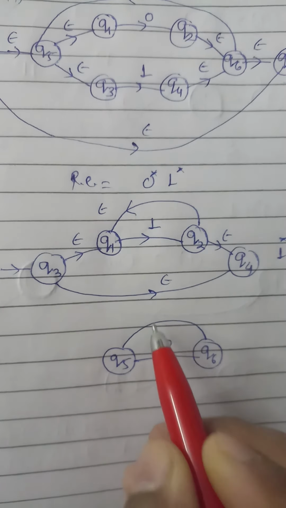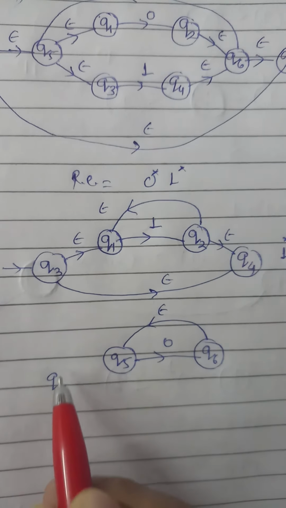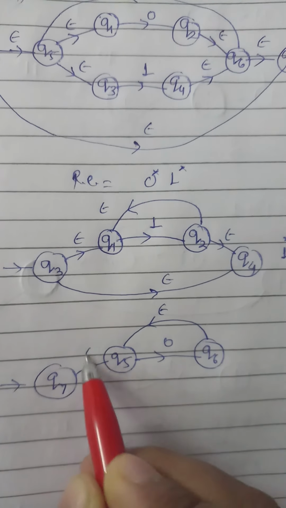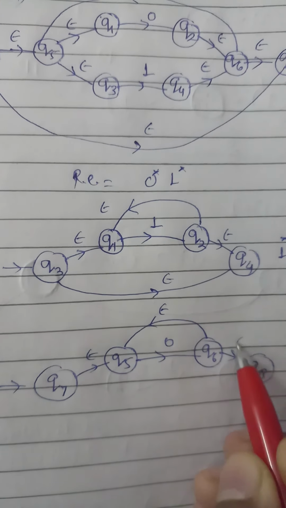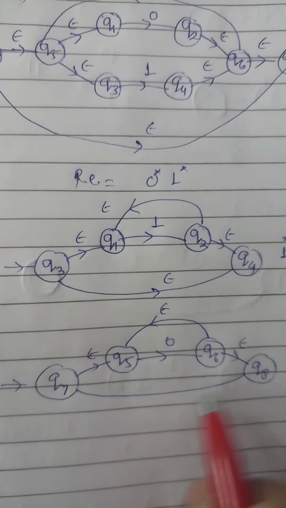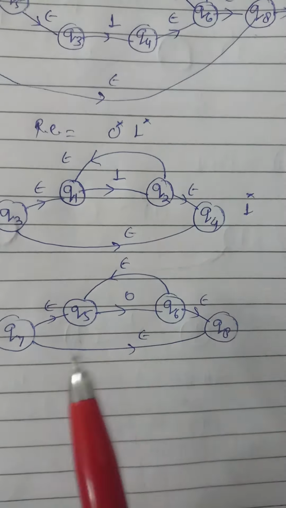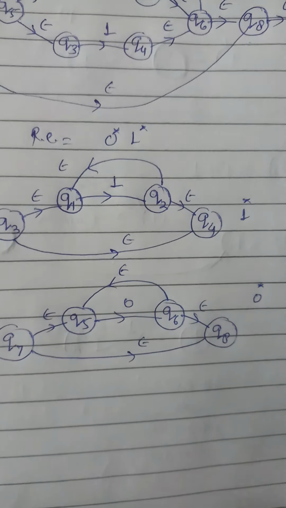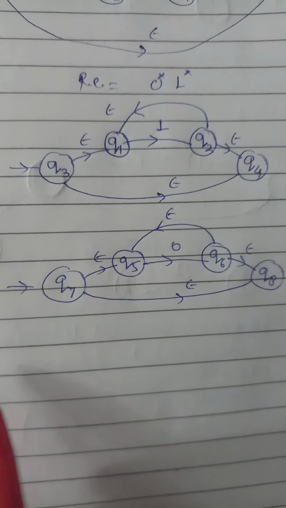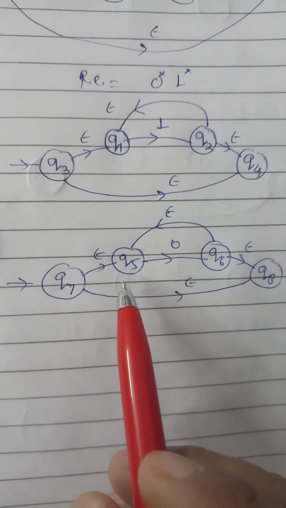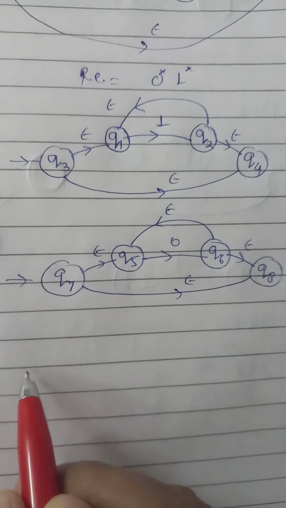So final to initial epsilon move, and we add another state with epsilon move, and here we add another state with epsilon move, and initial to final there is an epsilon move. So this is 0*, and this is 1*. What regular expression do we have? 0*1*. So we will combine them in series. First we will write this.